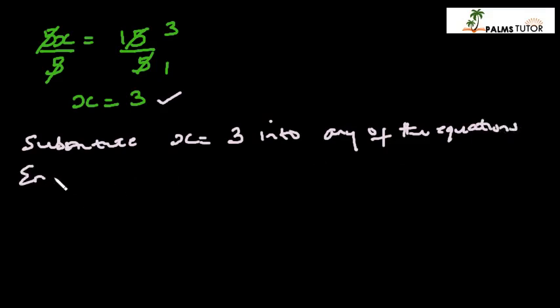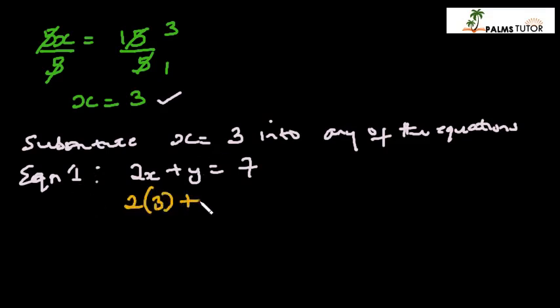So let's say in equation 1, we have 2x plus y equals 7. Anywhere we see x, we put 3. So 2 into bracket 3 plus y equals 7. So I have 2 multiplied by 3 is 6, plus y equals 7. I'm taking my time. Don't jump steps in mathematics, to help you earn method marks. So we now have y equals 7, and 6 goes to the other side, minus 6.